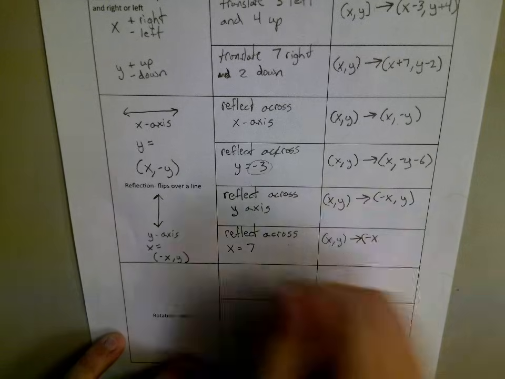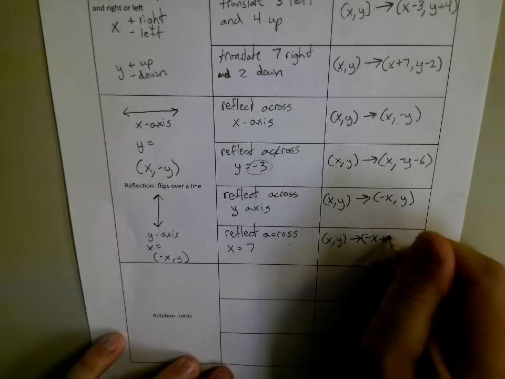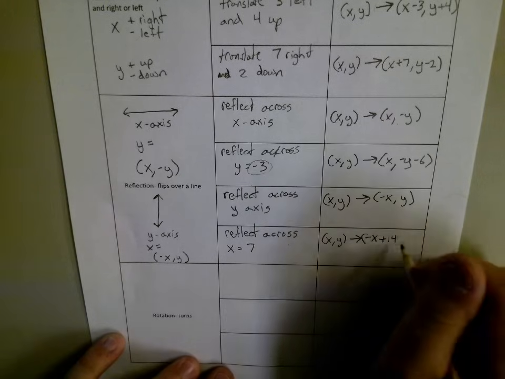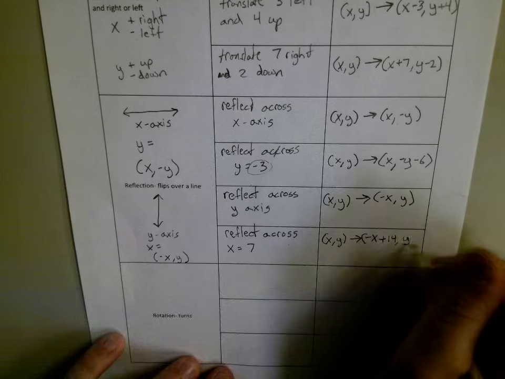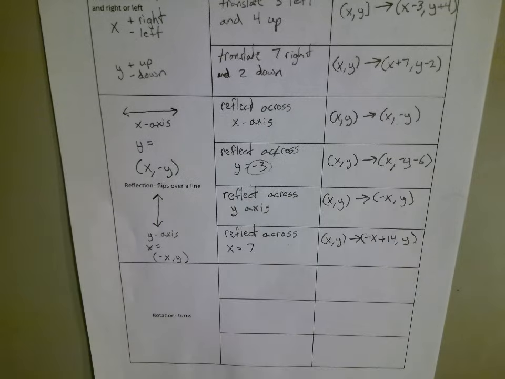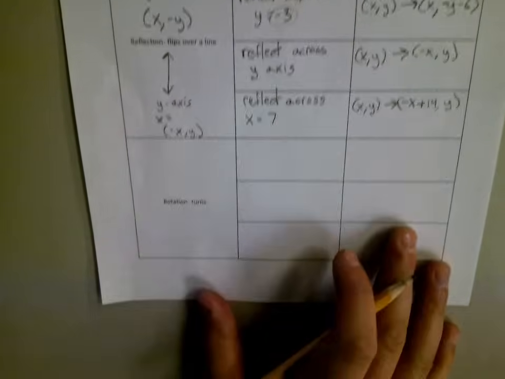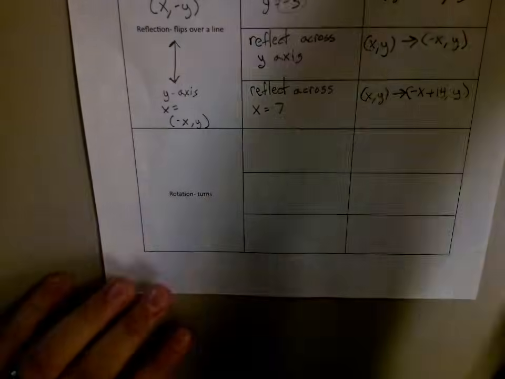So the 7 times 2 is 14. So we add 14 to that. And then our y just stays the same. Okay? And then that is it for the reflections, so let's get to the rotations.